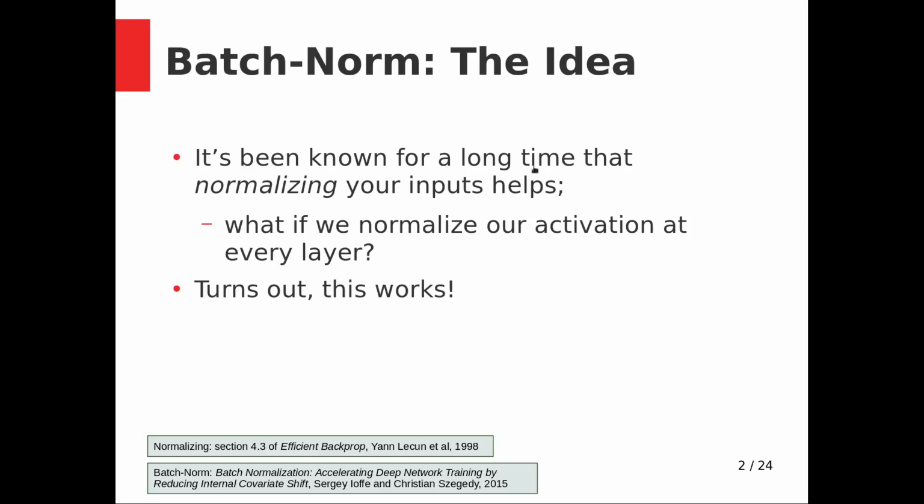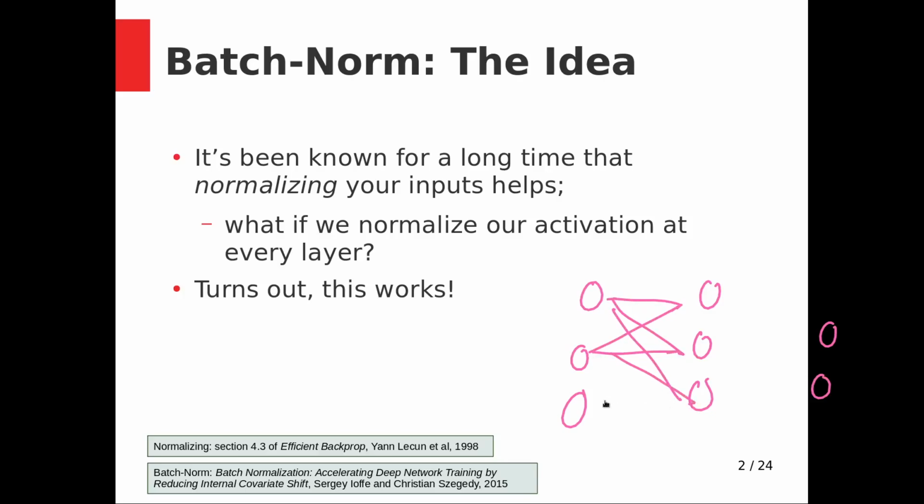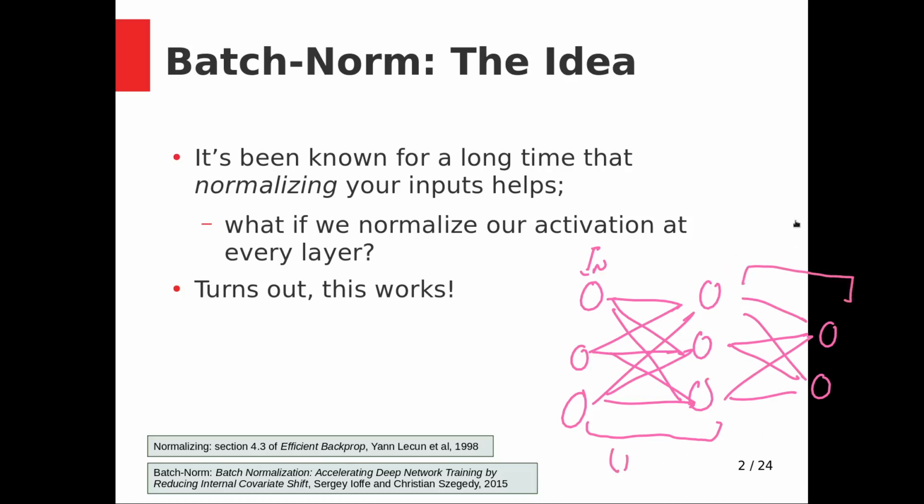So if we had a network like this, and I'm going to call sort of, here is our inputs, right? And then this, our first weight layer and first activation, right? So our first weight layer and activation is layer 1. And then our second weight layer and activation is layer 2, okay?